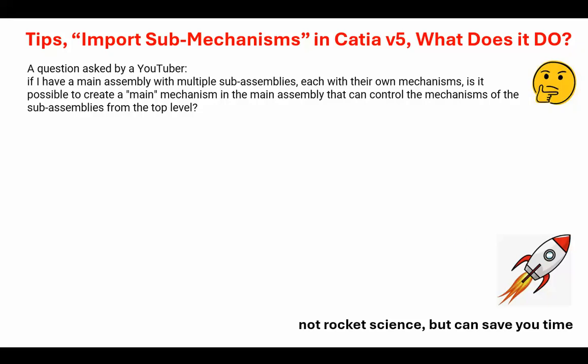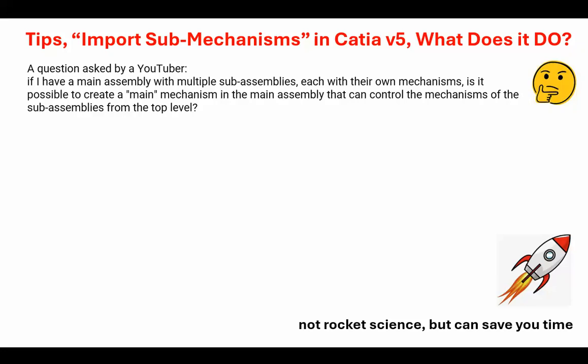Hi folks, in this tutorial I will talk about the import sub-mechanism functionality in the CATIA V5 program. What does it do? I recently was asked a question by a YouTuber, which goes like this.